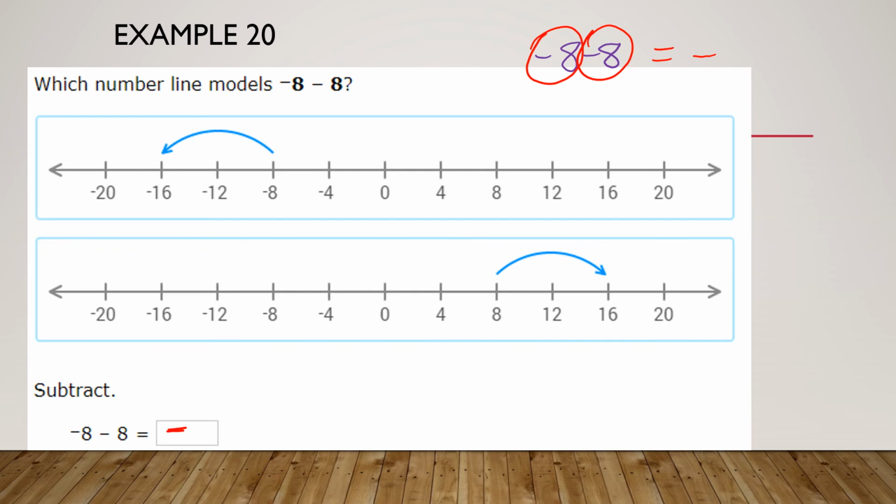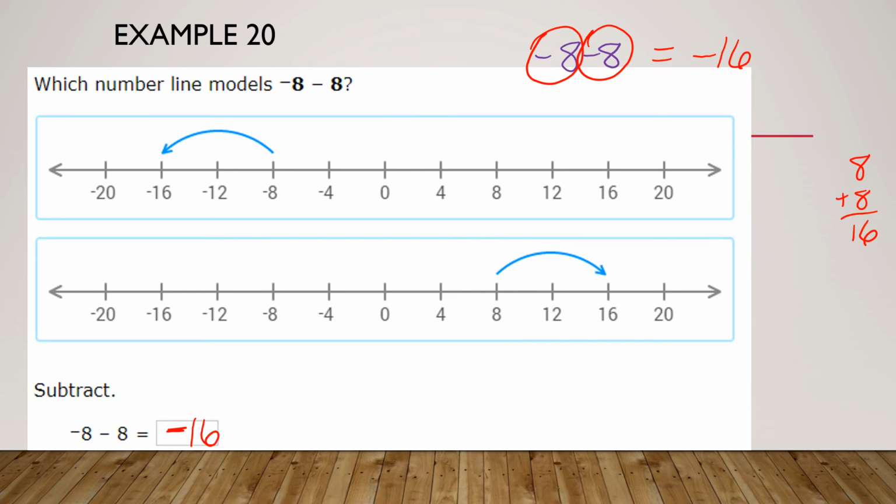In this case, though, both of these 8s have a negative sign in front of them. So if they have the same sign in front of them, we add the two numbers. So 8 plus 8 is 16, which gives us negative 16. Down here at the bottom, we'll fill that in, negative 16.